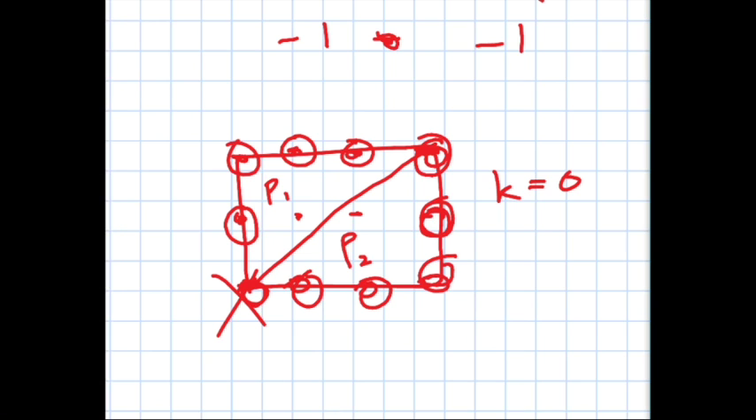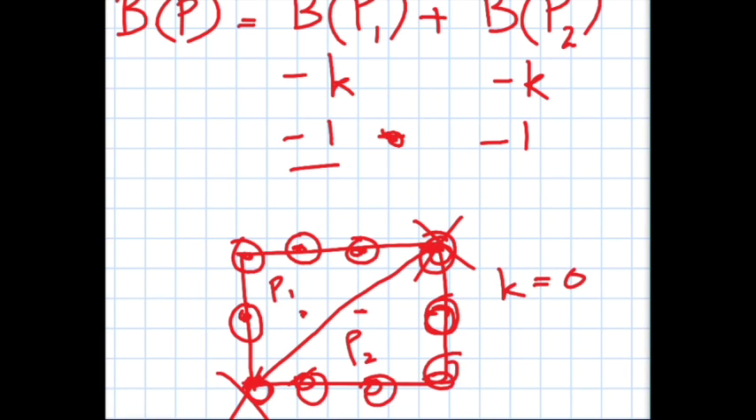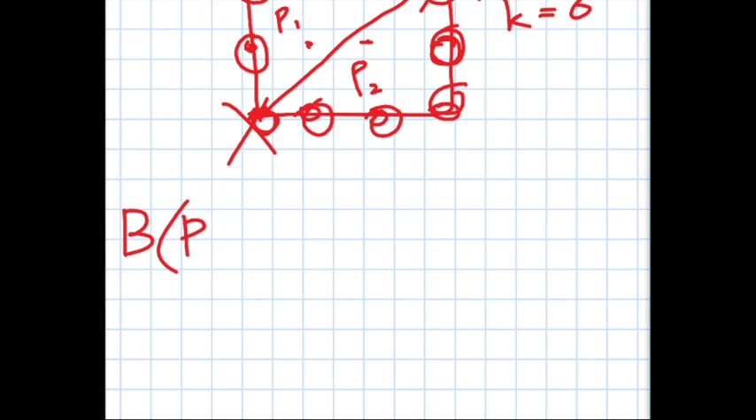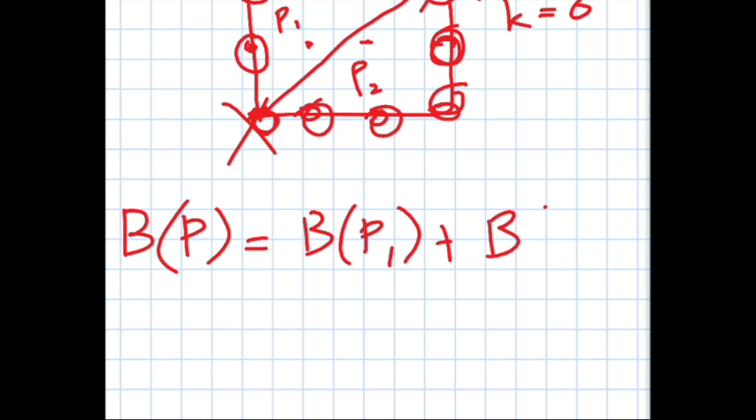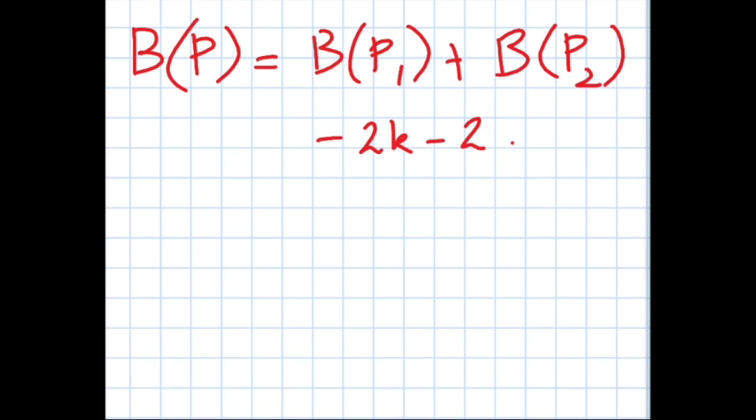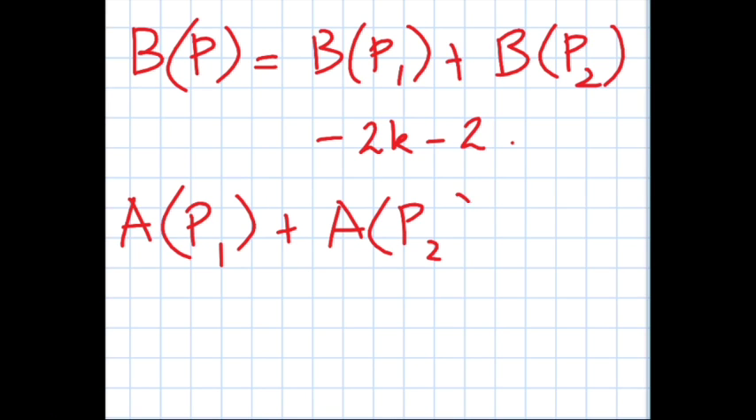Now note that this point and this point were both on the boundary of p1 and p2, so that is why we have to take -1 here and -1 here. So if now I write it like this, b of p1 plus b of p2 minus 2k minus 2. Okay, now let's say area of p1 plus area of p2 is what?